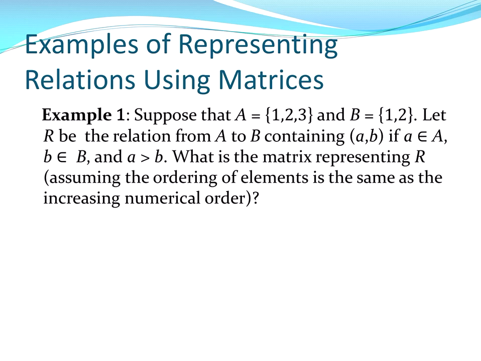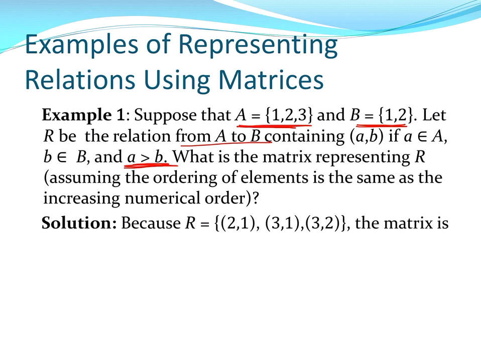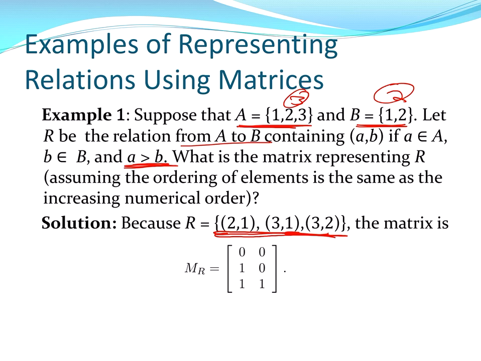All right, so for example, we have two sets. The first set is A, the second set is B. R is the relation from A to B, where a is greater than b. So what will the relation look like? It's going to have three elements, all of the ordered pairs in the Cartesian product of A and B where the first coordinate is greater than the second coordinate. And so what will the matrix look like?